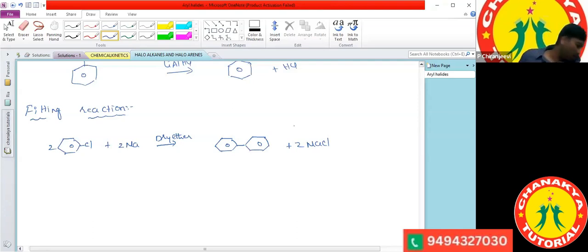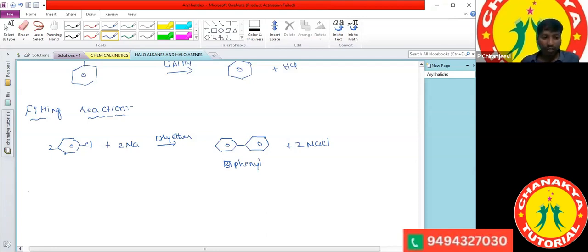Now you got the clarity, all of you? So this we can call a biphenyl. So 2 moles of the aryl halide reacts with the sodium metal in presence of dry ether to form biphenyl, which is called the Fittig reaction.